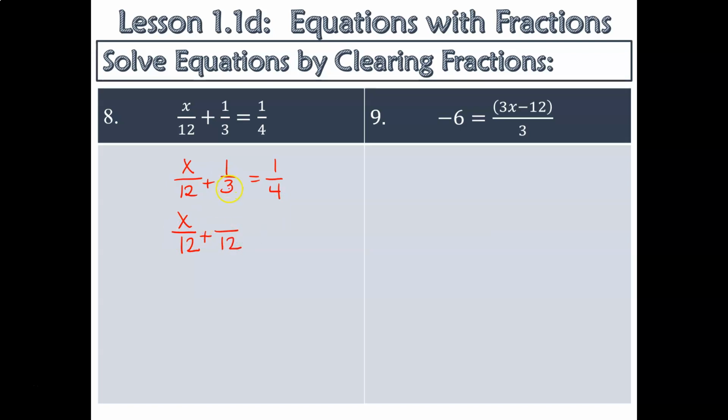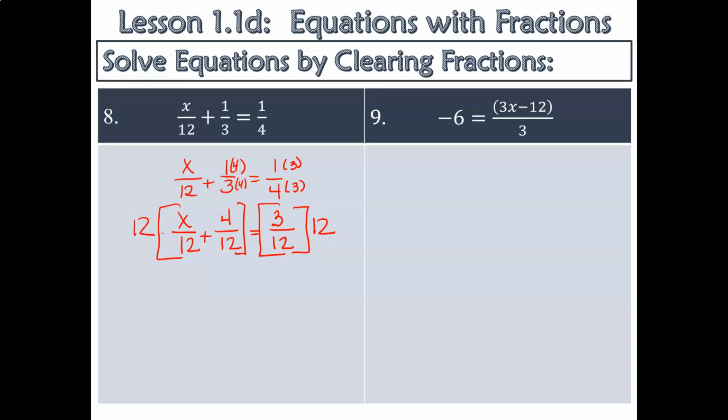We want everything to have a denominator of 12. So how did you get from 3 to 12? Well, you multiplied by 4. We're going to do that to the numerator also. How did you get from 4 to 12? Well, you multiplied by 3. We're also going to do that to the numerator. So now we can just go ahead and multiply by 12 to get rid of the denominator.